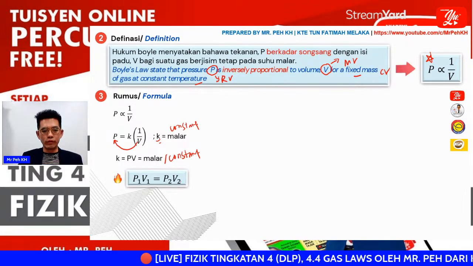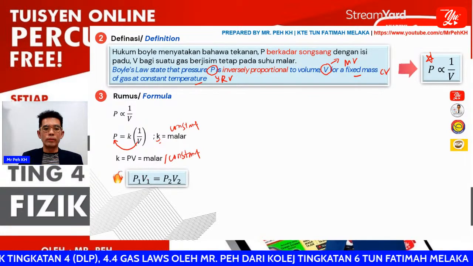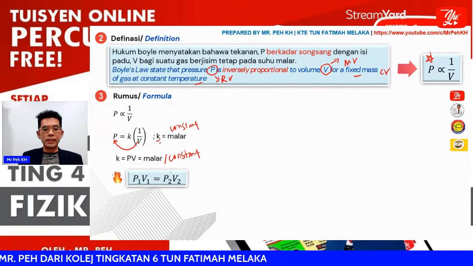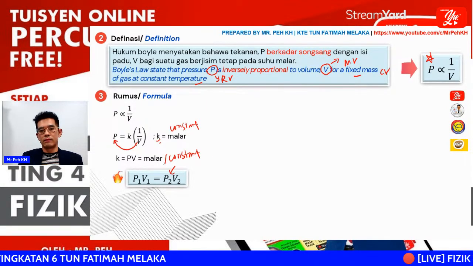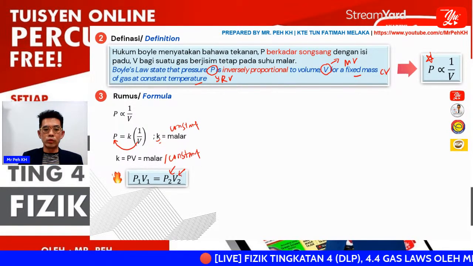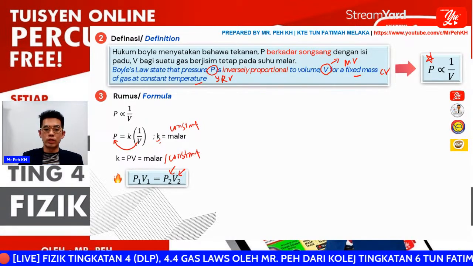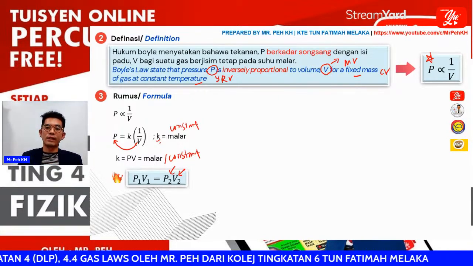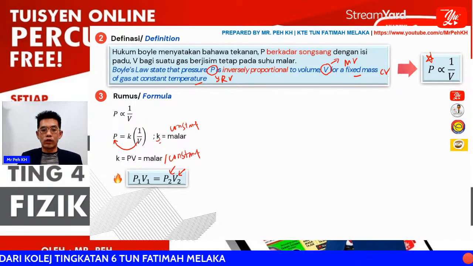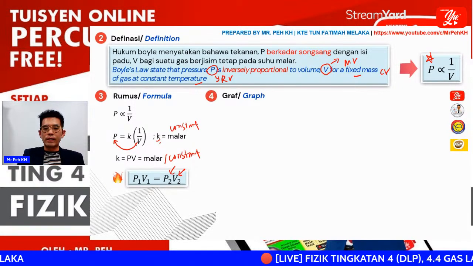So we get the formula P1 V1 equal to P2 V2. P1 is the pressure at the initial condition and V1 is the volume at the initial condition. P2 is the pressure at the final condition, and V2 represents the final volume at the final condition. This one will be used in calculations, applied at learning center 5. Later on, I will show you a few past year questions on how we apply this formula. Then we go to the graph.